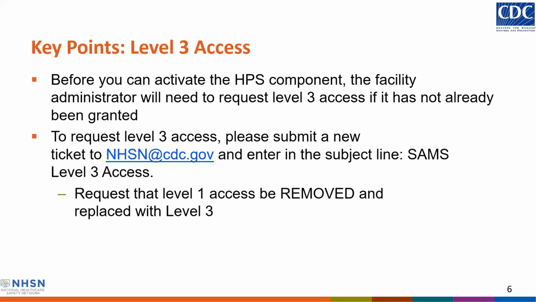Before facility administrators can activate the HPS component, they must request Level 3 access if they have not already done so. This can be done by sending an email to nhsn@cdc.gov with the subject line, SAMS Level 3 access. In the email, request that Level 1 access be removed and replaced with Level 3. Make sure to not deactivate any other NHSN components.